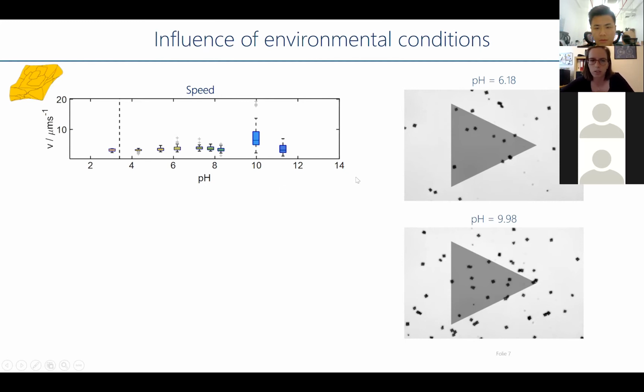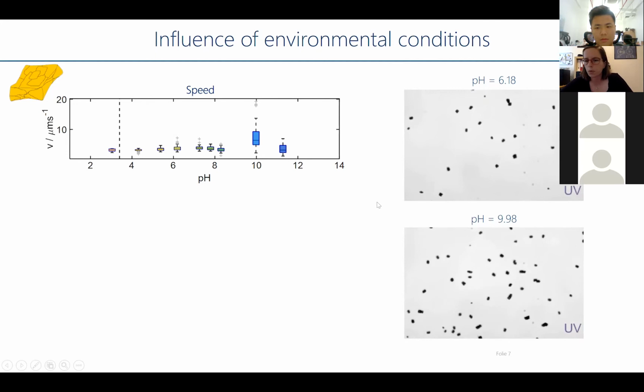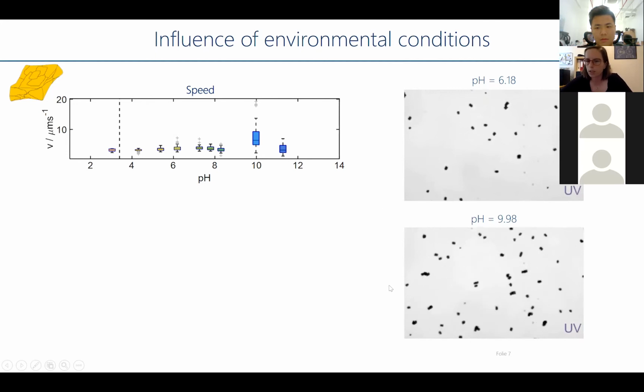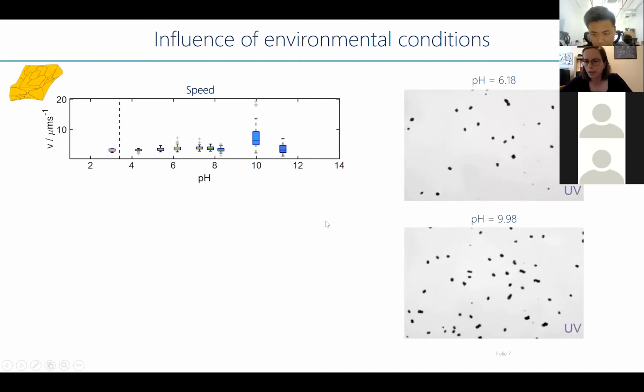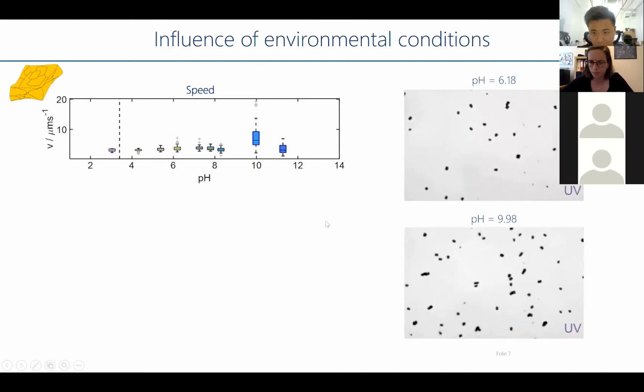What you can probably see at first sight is that the speed is usually more or less the same from acidic to neutral pH, but then something really interesting happens at pH 10. The particles get much, much faster and then they slow down again. I can illustrate this for you also here. The only difference between the two videos is the pH. And you can see at pH 10, the particles are much faster.